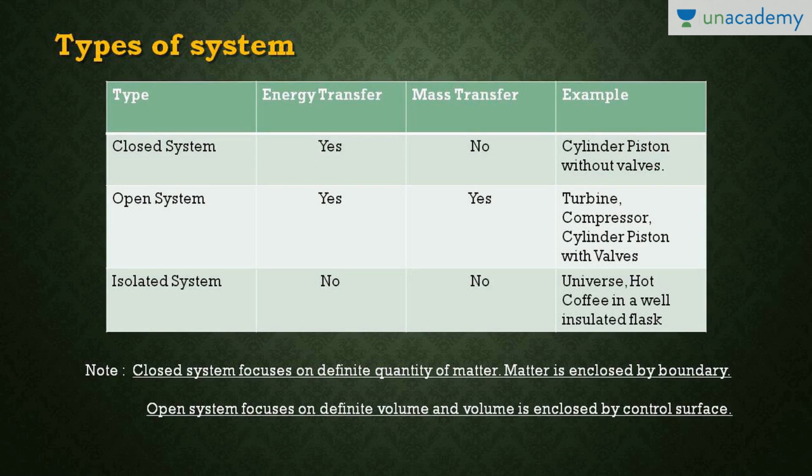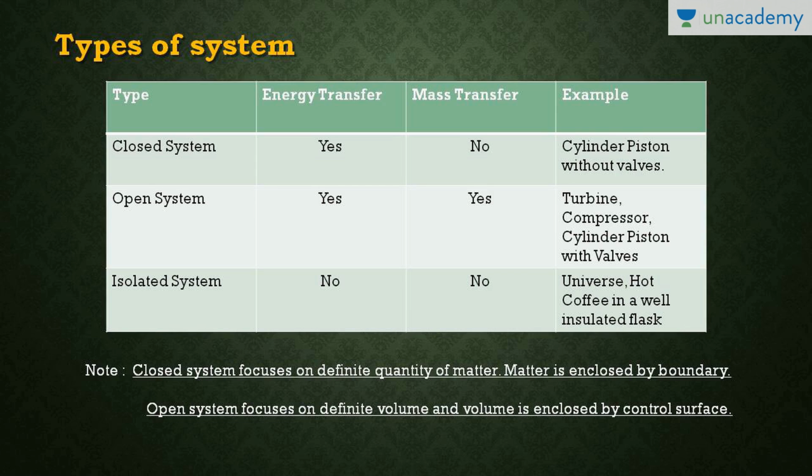Now, types of system. There are mainly three types of system. This is very important: closed system, open system, and isolated system. In closed system, there is energy transfer but no mass transfer. Keep in mind, there is no mass transfer in closed system, but yes, there is energy transfer. In open system, there is both energy transfer as well as mass transfer. And in isolated system, there is no energy transfer as well as no mass transfer. Nothing is there.